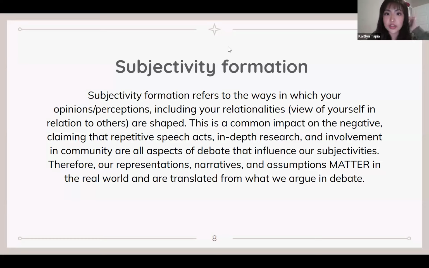if we carry it into our lives through our mentalities and through the skills and the education that we generate at the level of both content and form, because when we repeat things over time in many different debate rounds, it can again have an effect on our overall subjectivity, which is our thoughts, beliefs, opinions, perceptions, which are all reasons why our representations and the narratives that we construct with those representations and assumptions matter in the real world and are translated from what we argue in a debate speech into the real world.